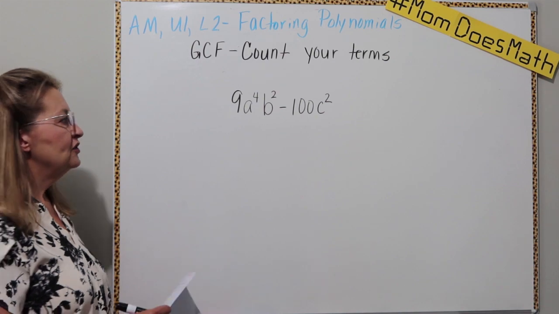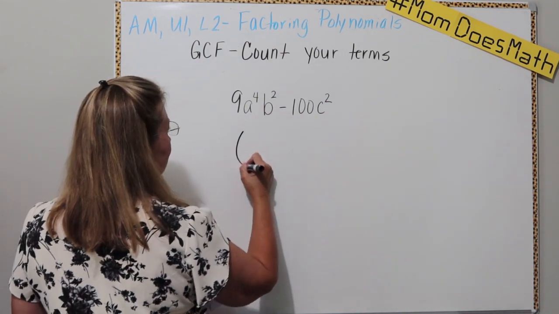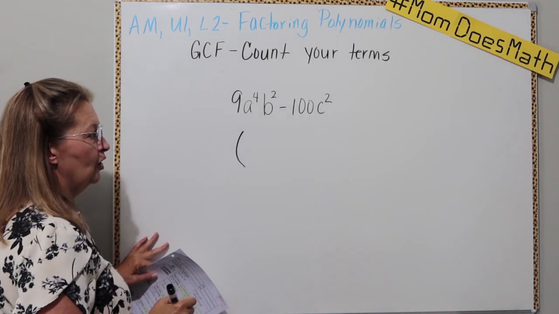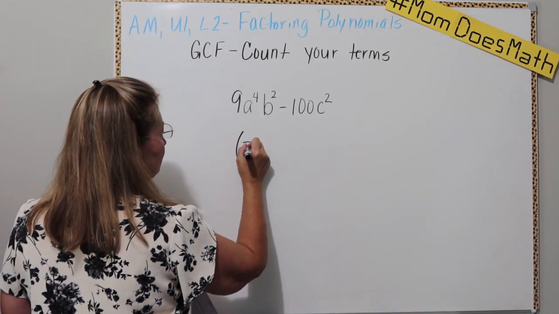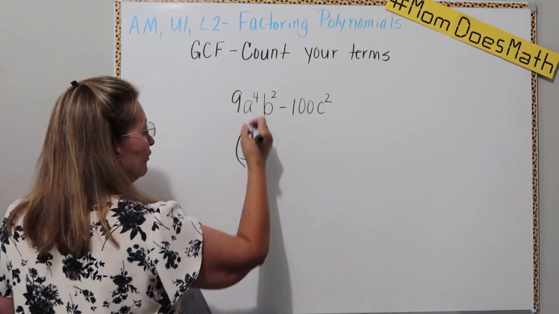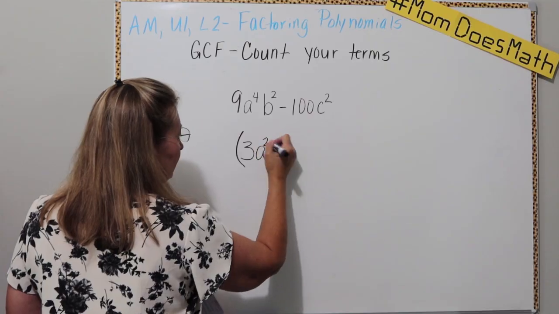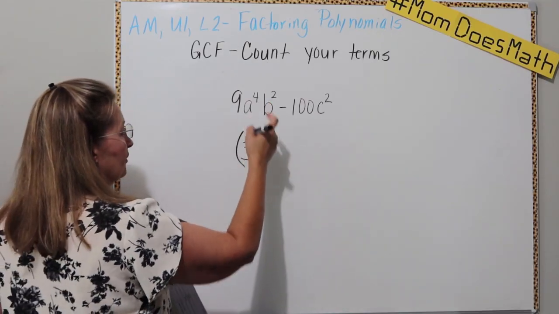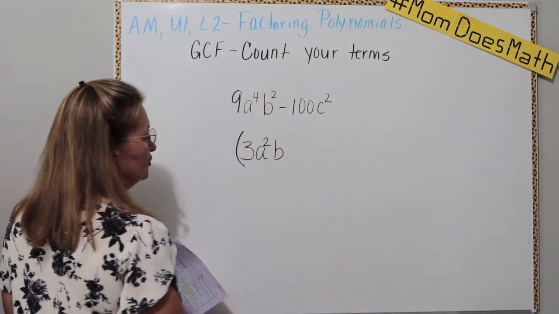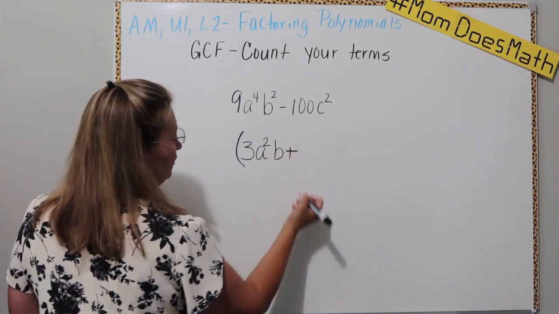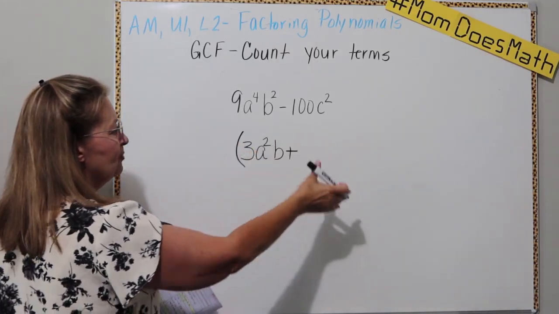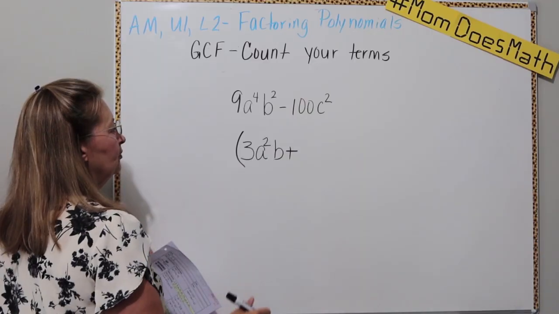Yes, you do. So you can factor this as the square root of the first term. The square root of 9 is 3. The square root of a to the fourth is a to the second. And the square root of b squared is just b. Now this first one we're going to put plus. It doesn't matter if you put plus minus or minus plus, but I'll just go with plus first.